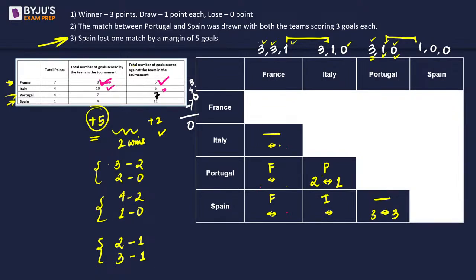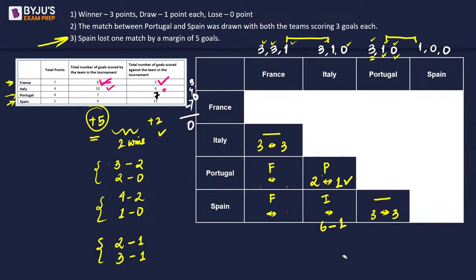So since Spain is going to lose one match by a margin of 5 goals, this is going to be 5-0, this is going to be 6-1. Now what happens is Italy has a total of 10 goals that it has to score. Italy has already scored 1. If it scores 5, this is 6. So we can't have a 4-4 here, right? If it is forced that these are going to be 3-3, 3 plus 1 is 4, so this will be 6-1 only. We can't have 5-0 anymore.